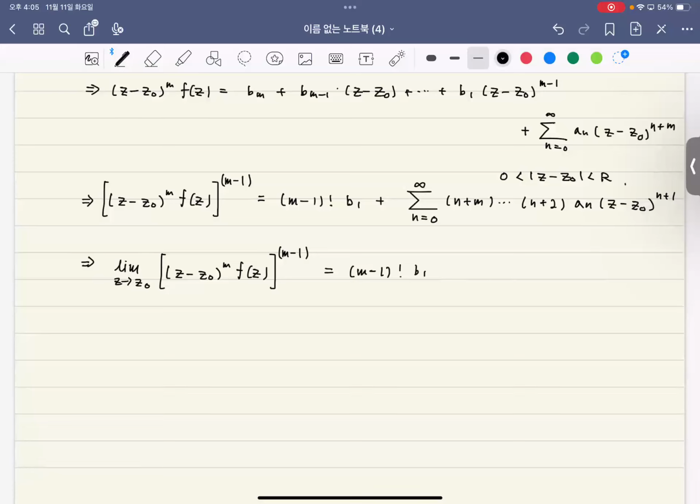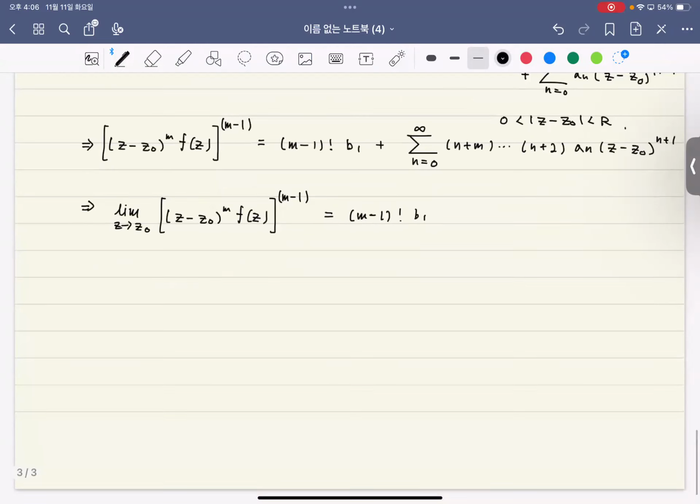So these are some technical lemmas, and someday they will be useful when you try to find the residue of your function. What's next? The next theorem is Cauchy's residue theorem. This is especially useful when your curve of integration encloses not only a single singularity but finitely many singularities in the region enclosed by your curve C.